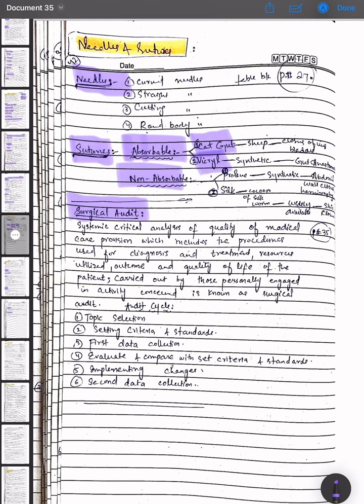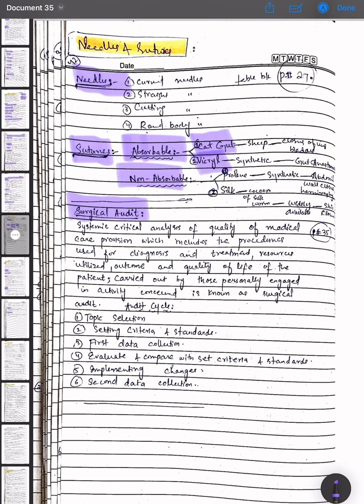What is surgical audit? It is a systematic critical analysis of the quality of medical care provision, which includes the procedures used for diagnosis and treatment, resources utilized, outcome, and quality of life of the patient, carried out by those personally engaged in the activity concerned, and is known as surgical audit. The audit cycle contains main steps: topic selection, setting criteria and standards, the first data collection, then evaluating and comparing with set criteria and standards, then implementing the changes, and then the second data collection.